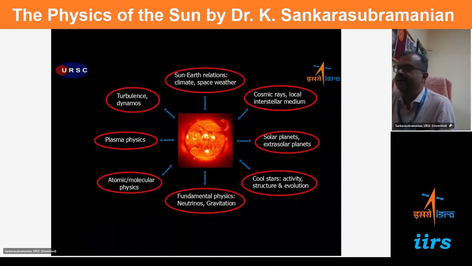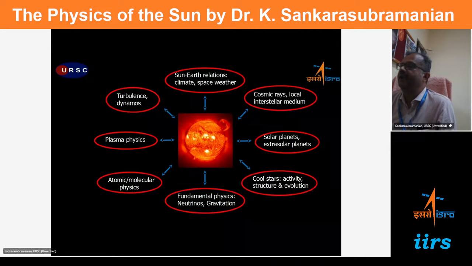And fundamental physics like neutrinos and gravitation also plays a major role, because the neutrinos that get generated inside the core through the nuclear reaction process give some indications about what kind of energy generation happens inside the Sun. And as I said, the solar parameters are also applicable to cool stars. Their activity, structure, and evolution can be studied using solar observations. And of course, off late, you would have heard about exoplanetary research. The Sun and the solar system play a major role in understanding exoplanetary conditions.